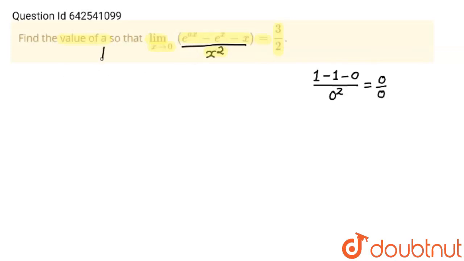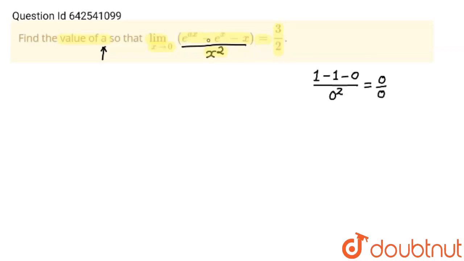So whenever you need to find any constant in a question and the form is 0 by 0 or infinity by infinity, use L'Hopital rule. And L'Hopital rule says that differentiate numerator and denominator separately and put the limit in both the differentiations. Okay, if it again becomes 0 by 0, then proceed with the same step until you find some finite value.